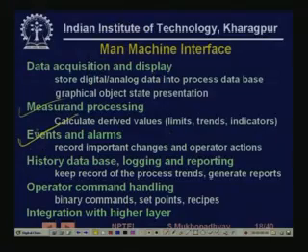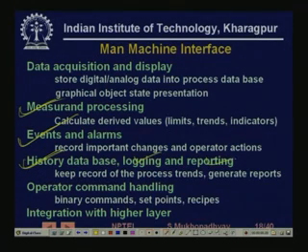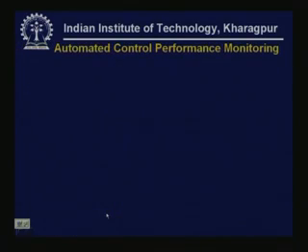So, how the things are happening, when which signal has reached some high or low level. All the sequence of events that are happening in the system, it lets the operator see it. It maintains a history database and generates logs and reports. It also takes the operator commands and applies it to the plant, and finally, it integrates with the higher layers of automation, like for example, in this case which may be a manufacturing execution system. So, these are the main functions of man machine interfaces.